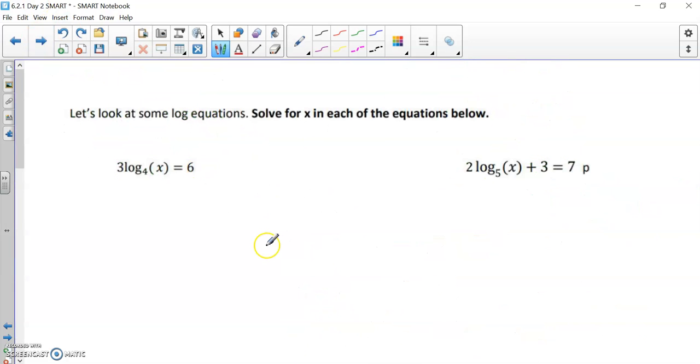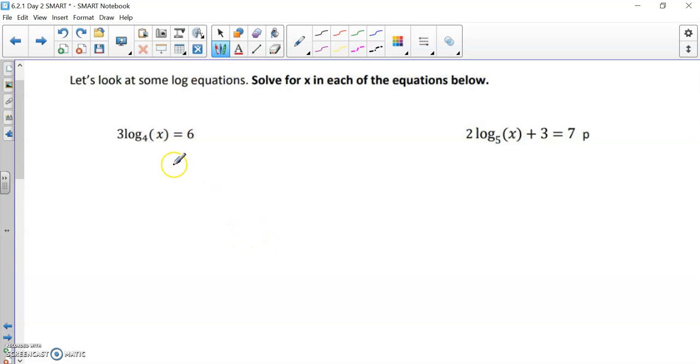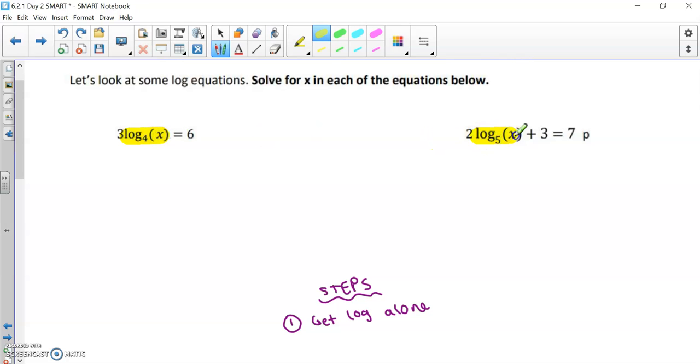Now, log equations are very similar in process or like in steps, so we're going to go through these kind of together. Okay, so the first step for solving log equations is similar to the first step of exponential equations, which is to get the log alone. All right, so here the log needs to be alone because right now it has a 3 stuck next to it, and here it has a couple of things stuck next to it. So we can go ahead and divide both sides by 3 to get the log alone.